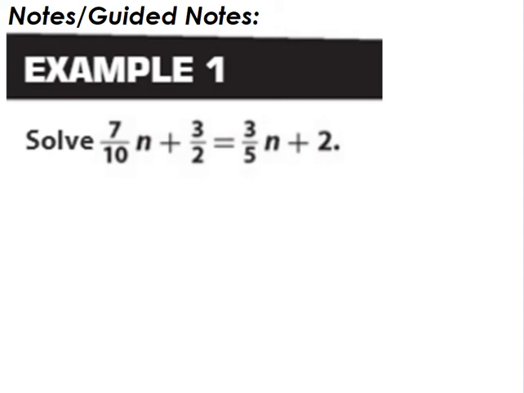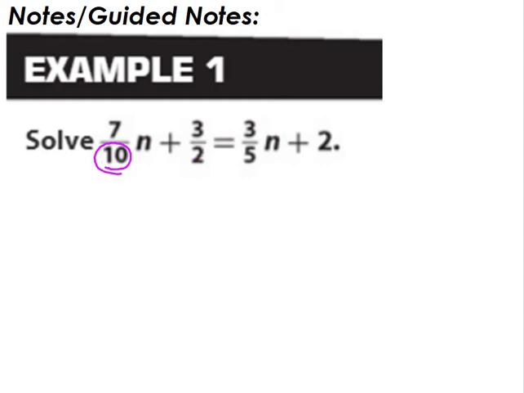So what I'm going to do is figure out what the common denominator is. I'm going to use that number to get rid of every single fraction, and here's how I'm going to do that. If I look between 10, 2, and 5, my common denominator is 10. So I can multiply 2 by 5, I can multiply 5 by 2.